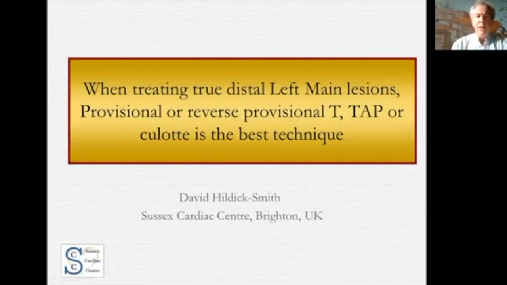So I'm going to take the alternative viewpoint to my friend Xiaoliang Chen and talk about true distal left main lesions and the provisional, and the title was provisional, reverse provisional T, TAP or culotte, which strikes me that the title writer didn't quite follow the meaning of provisional, because all of these are, in fact, provisional techniques. And so the only word that is required there is actually provisional.